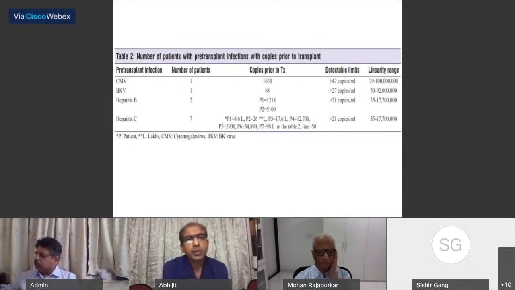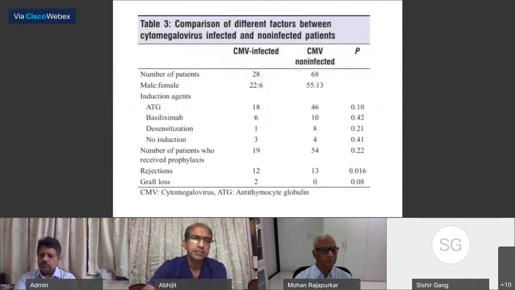So if we consider the number of copies prior to transplant and detectable limits, one can see that very few patients actually were having a significant amount of copies prior to transplant, crossing the linearity range enough to consider them to be having the disease.